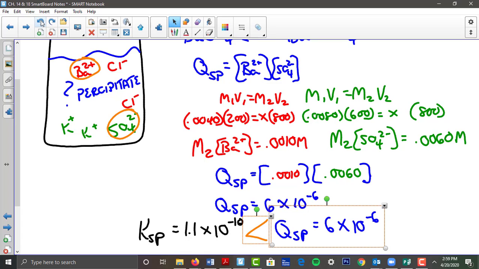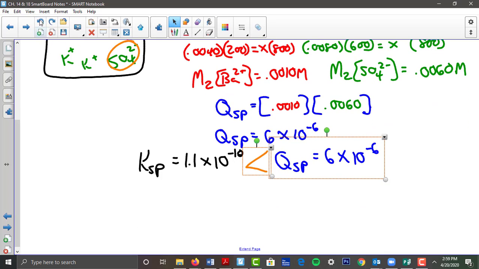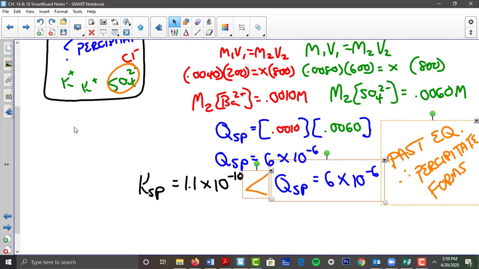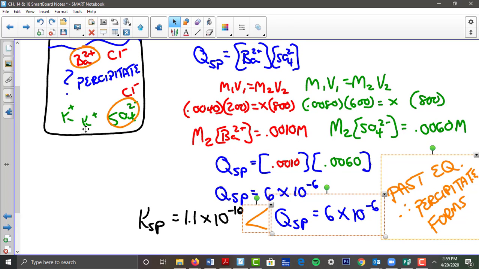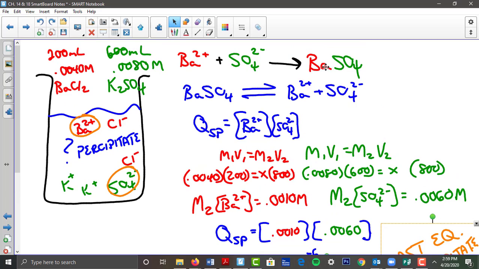So because Q is greater than K, it's gone past the point of equilibrium, and that means that a precipitate would form. So you'd have a small amount of barium sulfate forming at the bottom of this container.